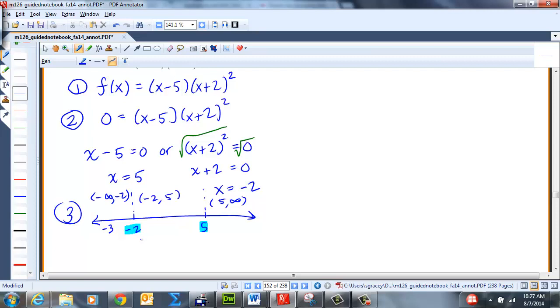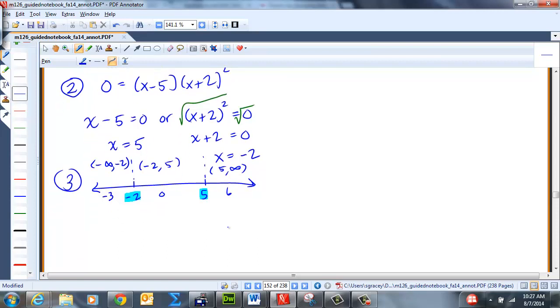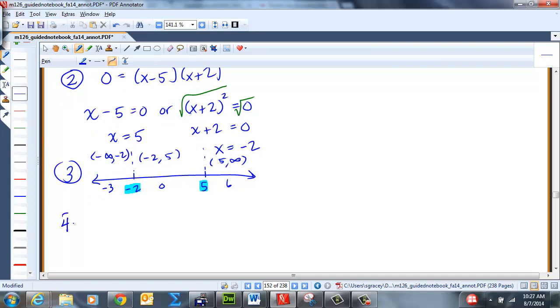And okay, 0 is easy in this one. And then how about 6 here? Perfect. All right, so let's rewrite our function so we can see it while we're testing these numbers.